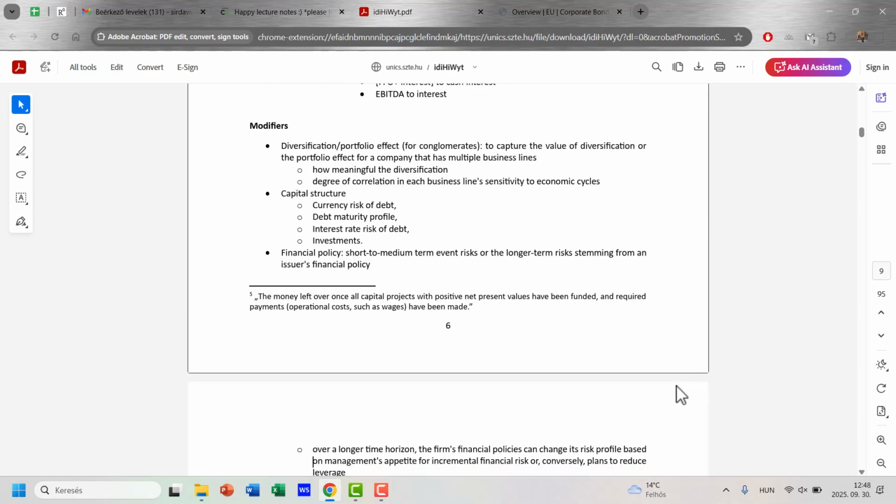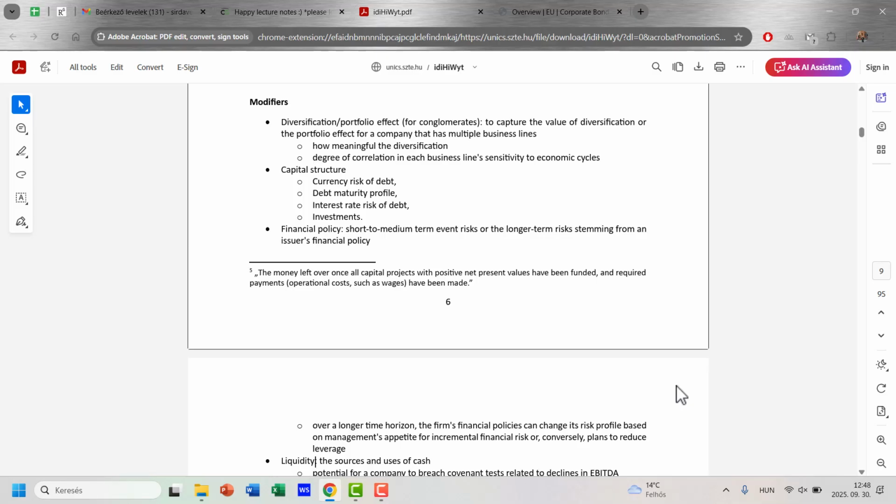So this is where we can see the capital structure, what I mentioned before: the currency risk of the debt, the maturity profile of the debt, and also the diversification of the company, of having multiple business lines. Are they able to pivot out?